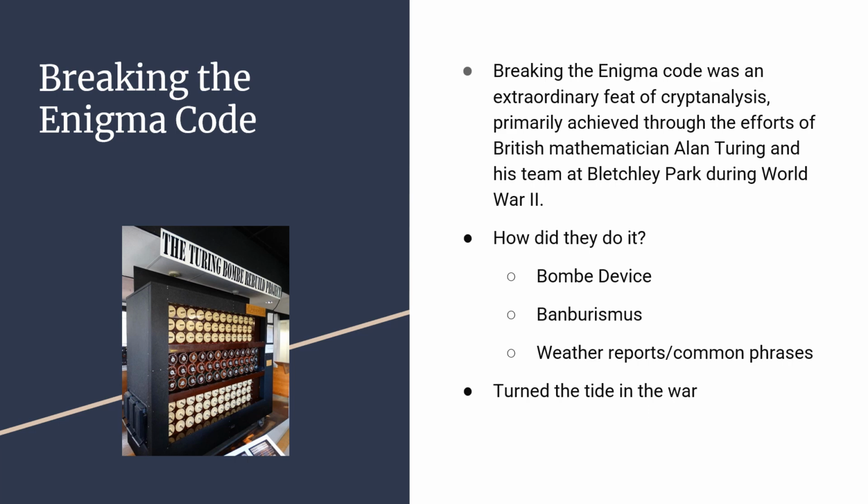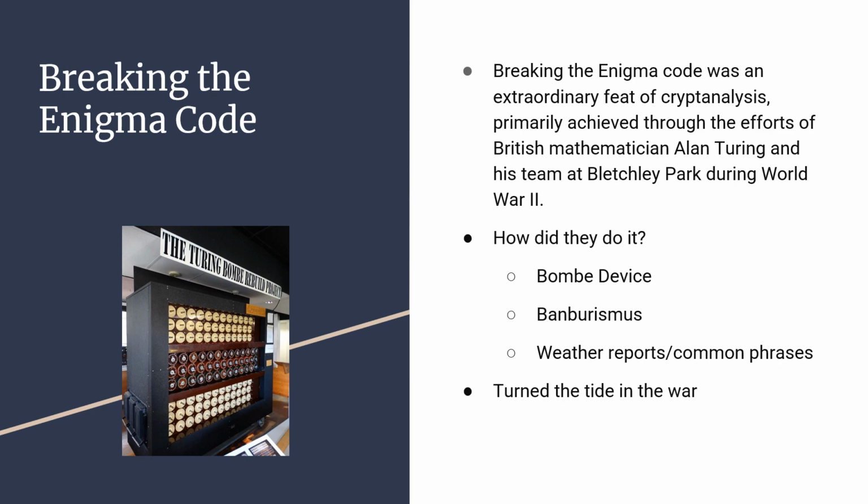And they did it using three different methods. First, Turing played a key role in developing the Bombe device, which was an electromechanical device designed to automate the process of decrypting Enigma messages. This device was based on earlier Polish designs and was crucial in speeding up the decryption process by rapidly testing possible settings of the Enigma machine. So basically he created a machine that could do what humans had been doing in terms of testing possible settings for the machine.